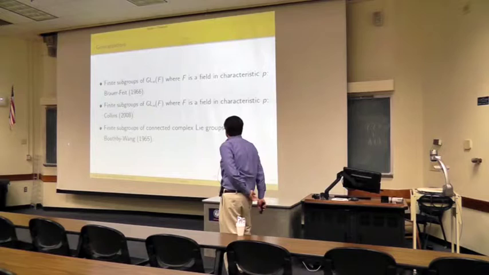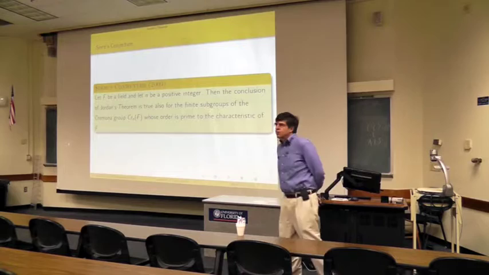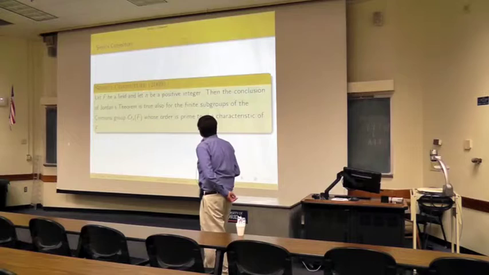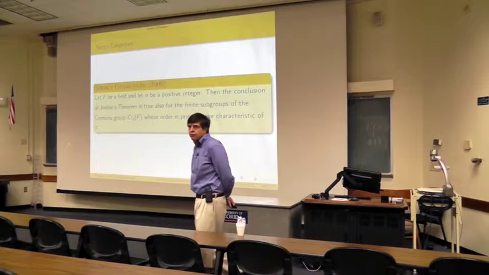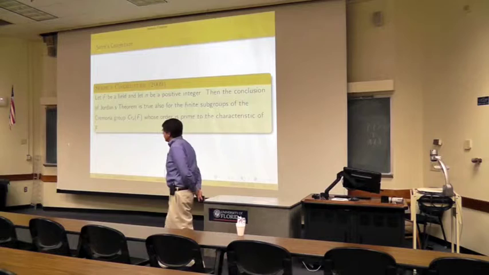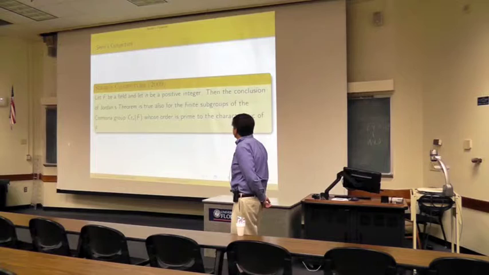And not only do we have theorems, we also have conjectures. So for example, there is Serre's conjecture that says that if you have F a field and n a positive integer, then the same thing happens with the finite subgroups of the Cremona group. If you take a finite subgroup of order prime to the characteristic of the field, Serre conjectures that the conclusion of Jordan's theorem is also true.